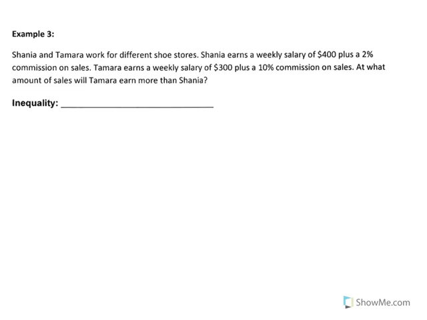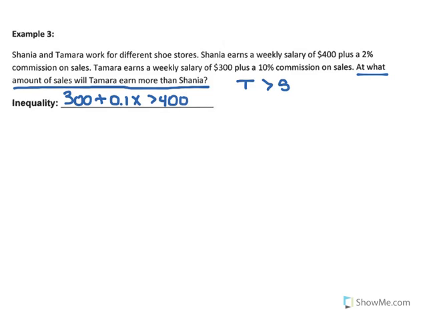Looking at the question, it said, at what amount of sales will T earn more than S? So I know that T has to be greater than S for my inequality. You should have had 300 plus 1/10 times x is greater than 400 plus 200 times x. Remember, if we have a percent, we change that percent to a decimal, and then you're just multiplying it times x.